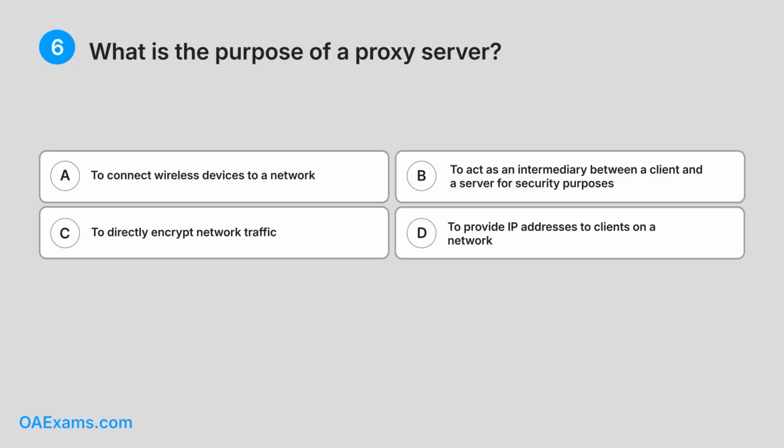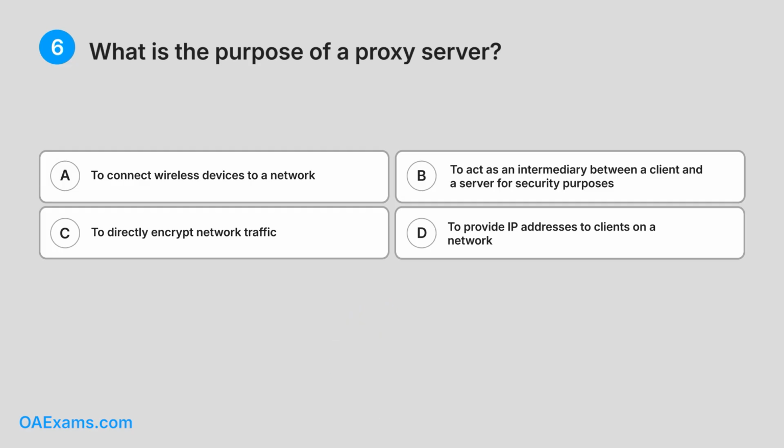6. What is the purpose of a proxy server? A. To connect wireless devices to a network. B. To act as an intermediary between a client and a server for security purposes. C. To directly encrypt network traffic. D. To provide IP addresses to clients on a network. Can you guess the answer?